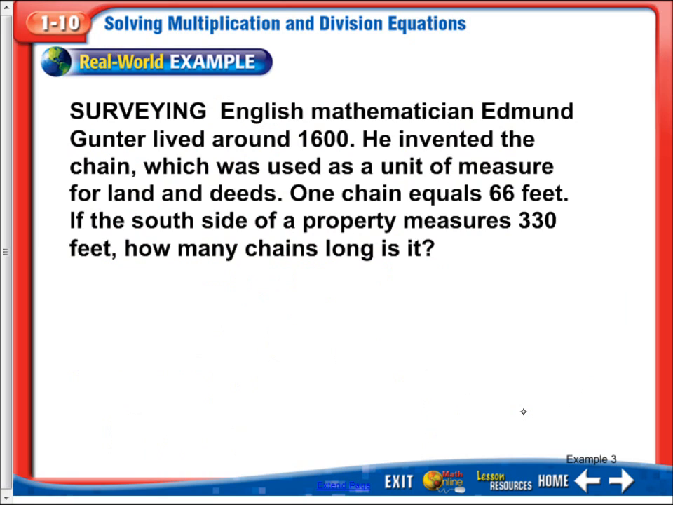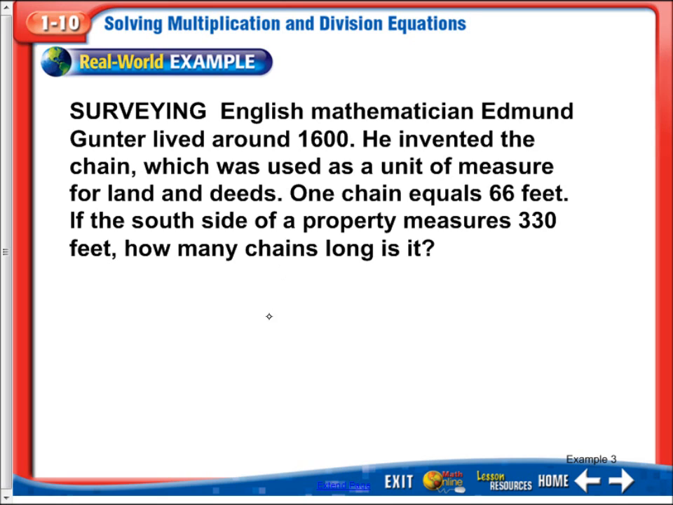Serving English mathematician Edmund Gunter lived around 1600. He invented the chain, which was used as a unit of measure for land and deeds. So kind of like the foot or the yard, he called it the chain. One chain equals 66 feet. So if the south side of a property measures 330 feet, how many chains long is it?